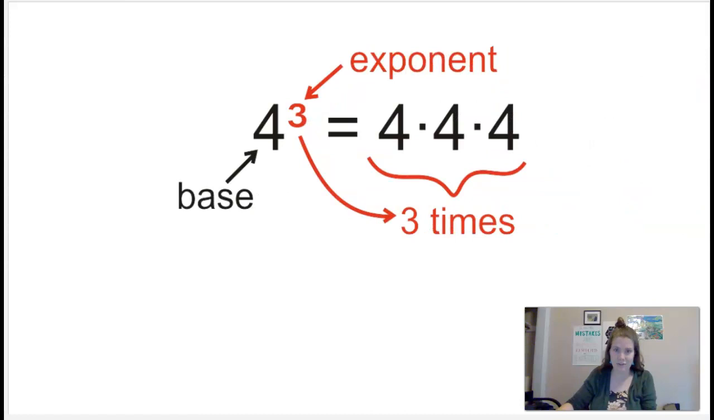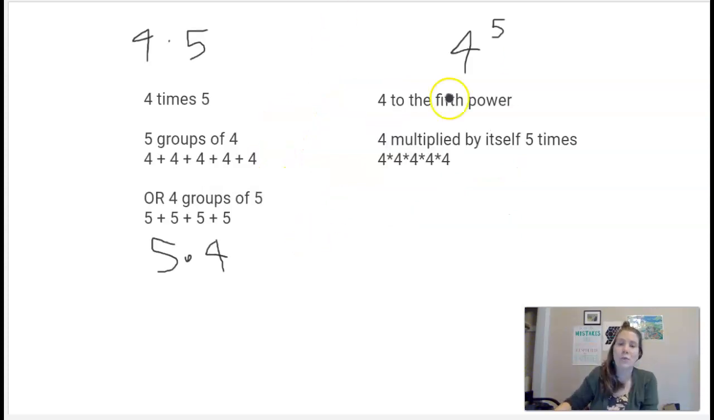The base I just mentioned is the number that's written normally. And the power, the exponent, is the little one that's written up there. That tells you how many times to multiply it. So an exponent is always going to have a base and a power. The power tells you how many times to multiply the base. So 4 to the 5th power means we're multiplying 4 by itself 5 times. 4 to the 5th power is 4 times 4 times 4 times 4 times 4.